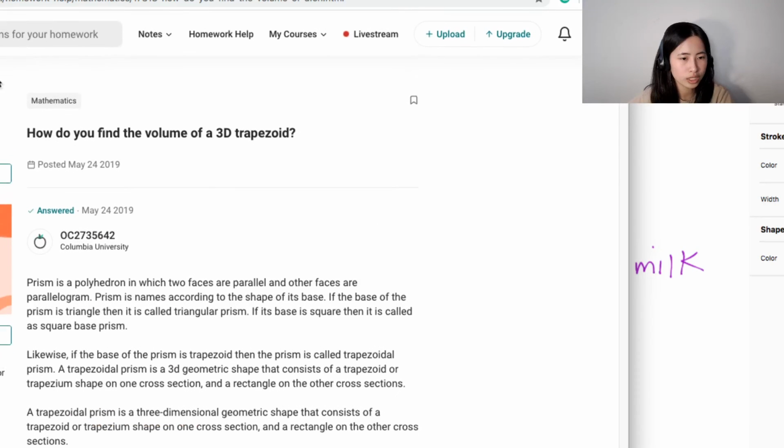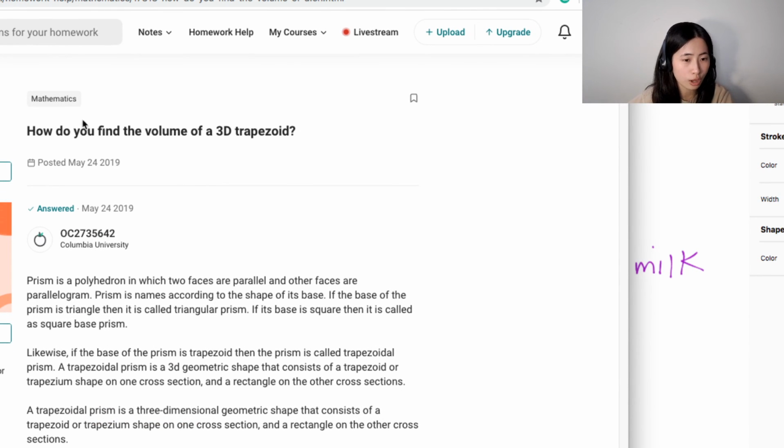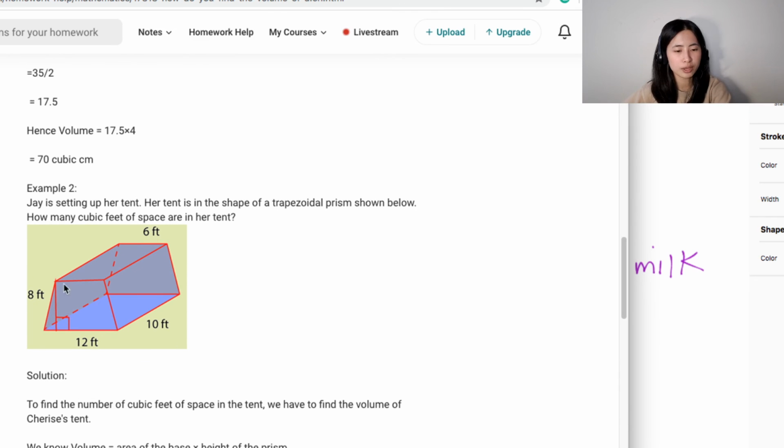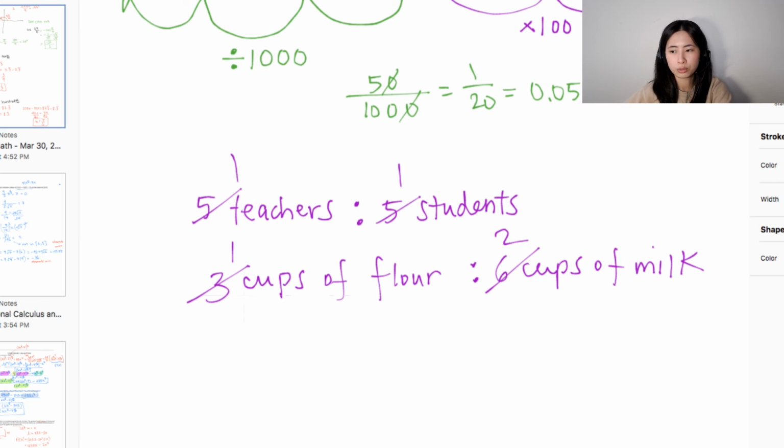And it says, how do you find the volume of a 3D trapezoid? So how do you find the volume of this, right? Because they're giving us numbers, maybe we can just use that as an example. So to find the volume of a trapezoidal prism, you need to multiply the area of your base, that means the area of your trapezoid, times the height of your prism.